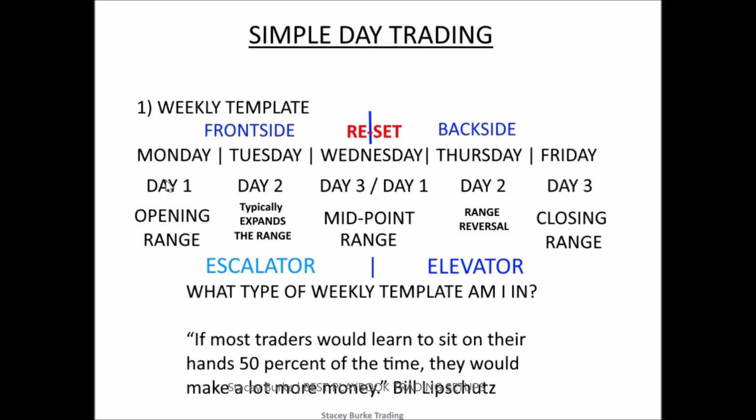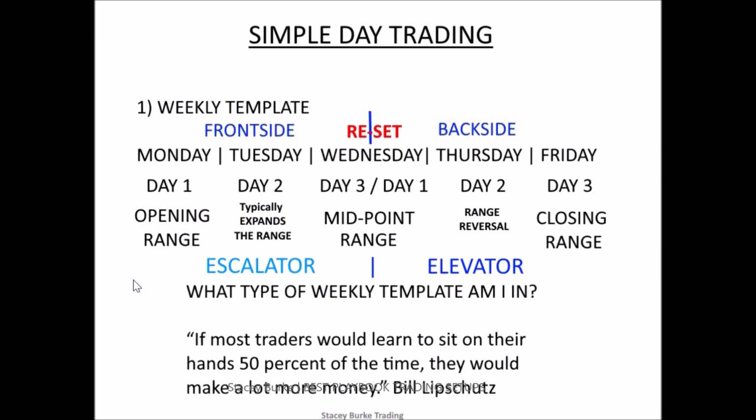For a quick review, we'll just talk about Monday, day one, the opening range. Often that establishes the new high-low heading into the week. Day two, Tuesday, on the front side of the week, typically expands the range, and we can target parabolic, coiled, explosive range expansion opportunities. And in some cases, we can target range reversal opportunities, markets that break out, coil sideways for reversals.